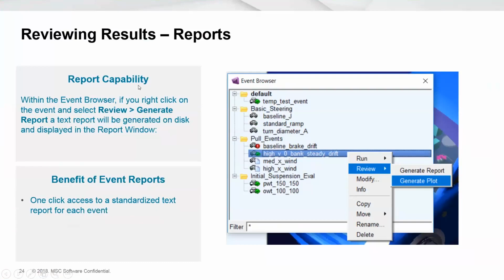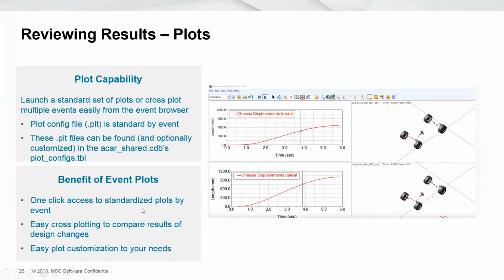You have the ability with the new event browser to quickly generate reports. So you can right-click on any event that has the status of complete and click Review, Generate Report, and a text report will be generated and displayed in the report window. It is a standard report for each event. So you now have one-click access to a standardized text report for each event.